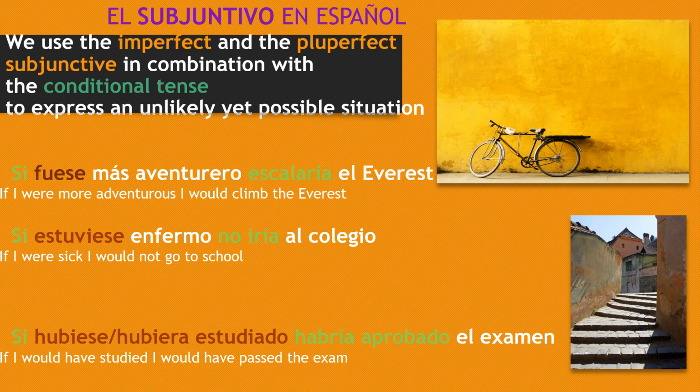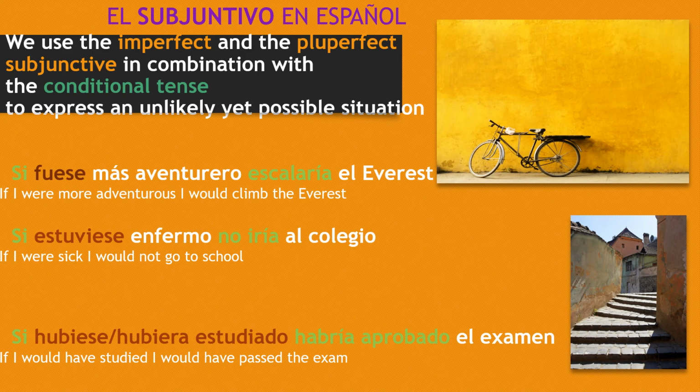So, si fuese, if I were, and that's your imperfect subjunctive, fuese, or fuera, there's the double conjugation, double option. Más aventurero, more adventurous, escalaría, I would climb. You know this one already, the conditional, escalaría, the ía ending is the conditional, el Everest. A similar one, si estuviese enfermo, no iría al colegio. It works as well in the negative. So if I were sick, that's your imperfect subjunctive. No iría, I wouldn't go to school.